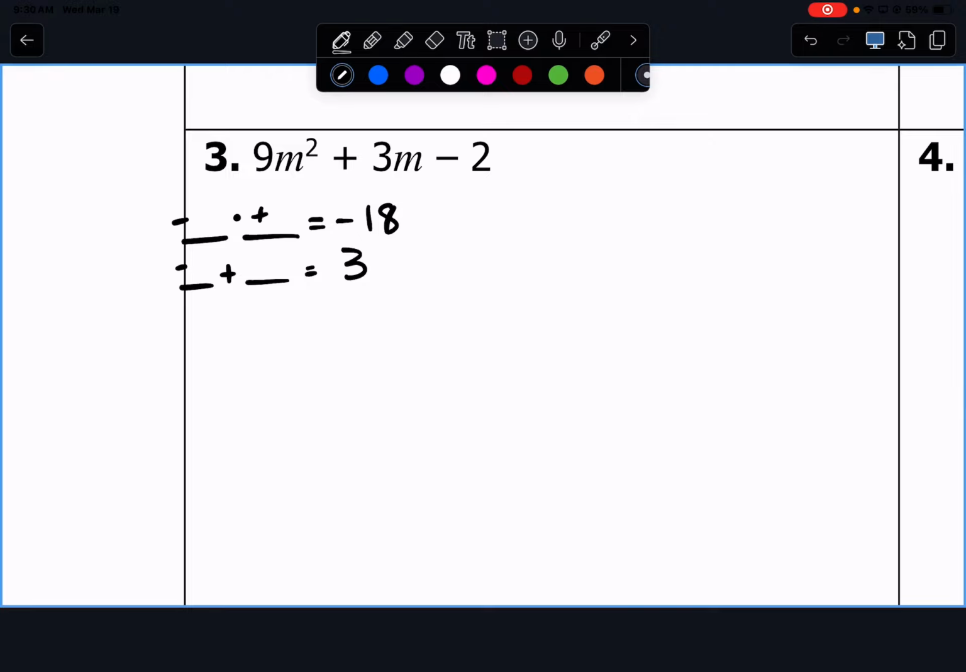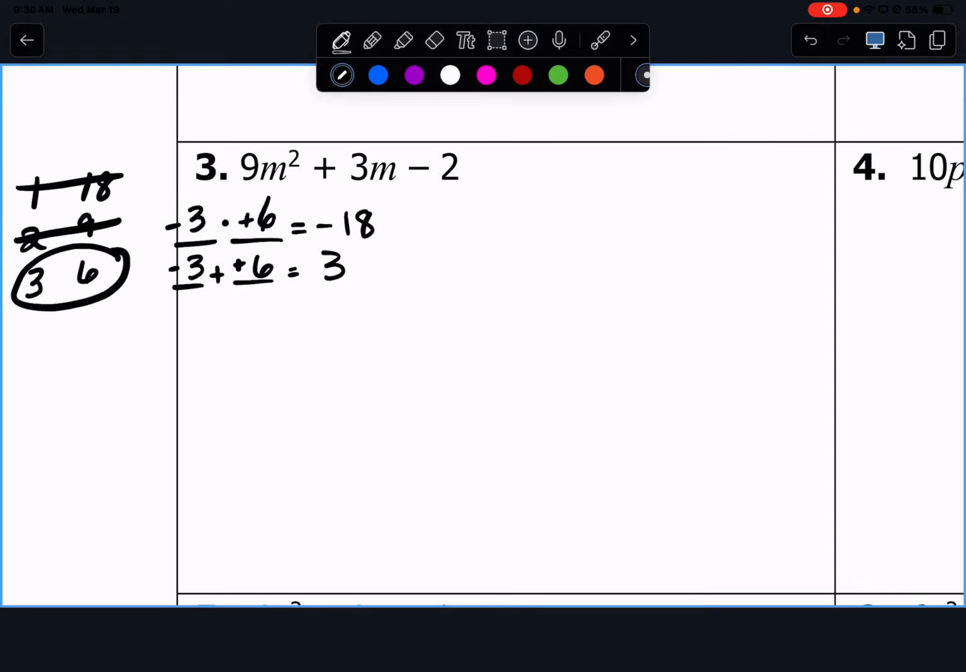Negative and a positive. So 18, I have 1 and 18. Can 1 and 18 give me 3? No. I have 2 and 9. Can that give me 3? I have 3 and 6. Can that give me 3? How do I need to use those? Negative 6, right? No, not at all. Negative 3 plus 6. Negative 3 and a positive 6.